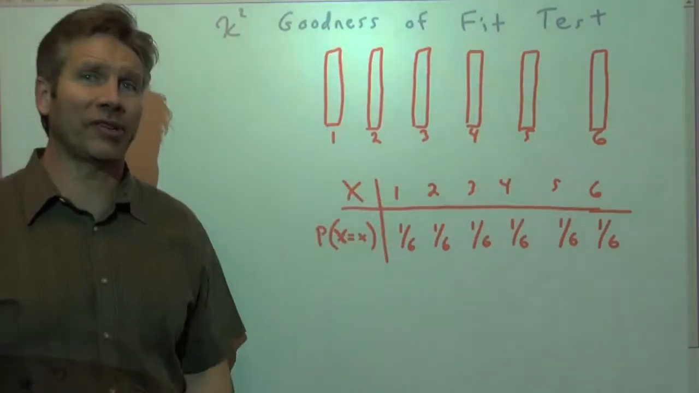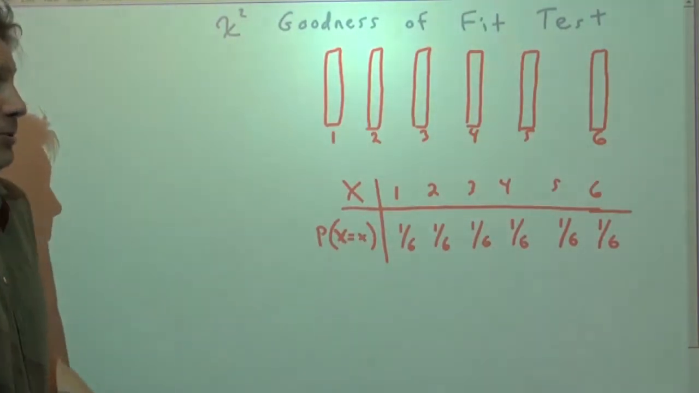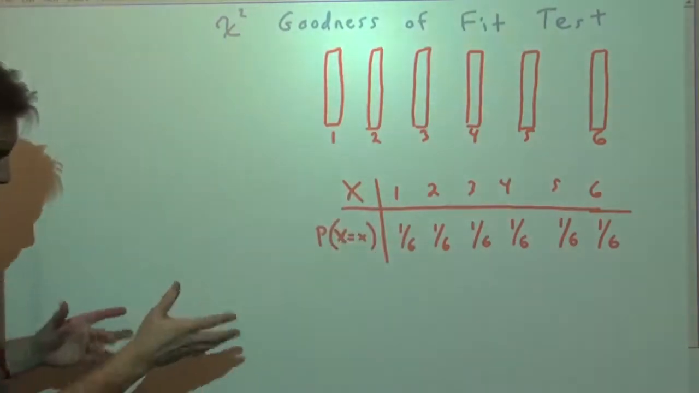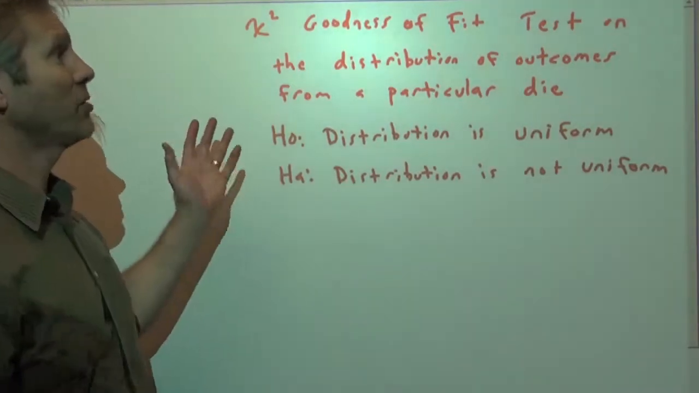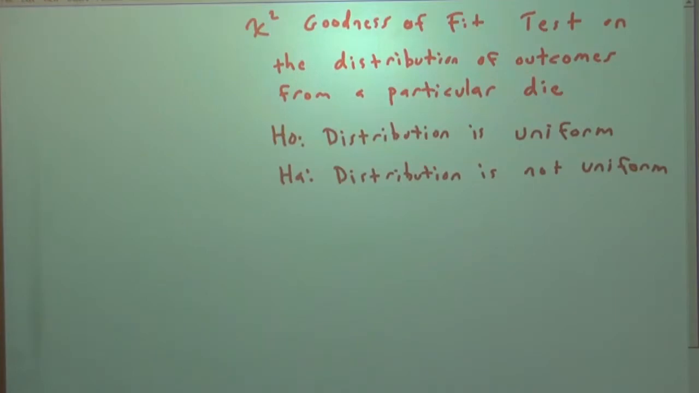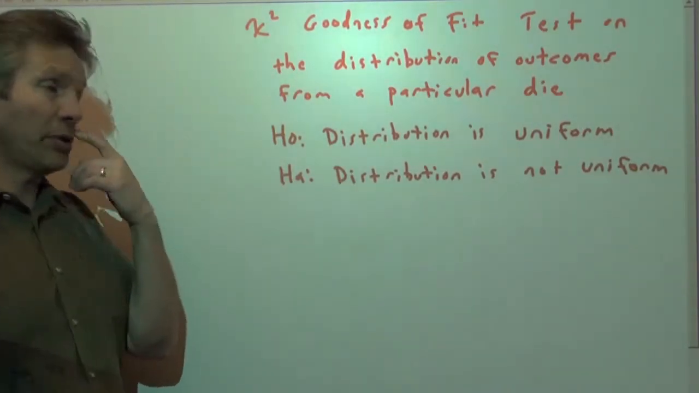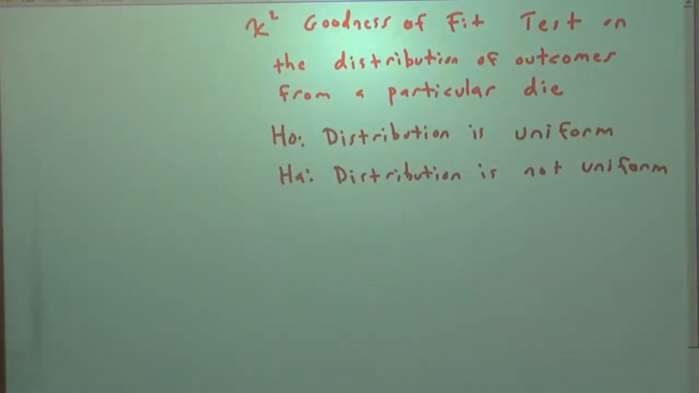But let's suppose somebody says, hey, this die that we've been using, I think it's loaded. I don't know if we smelled alcohol on its breath or whatever, but we suspect the die is loaded, so we're going to test it to see if it is. We're going to run a chi-square goodness of fit test on the distribution of the outcomes from a particular die. The null will be that the distribution is uniform. The alternative is the distribution is not uniform. So there's two of our first steps for a hypothesis test.